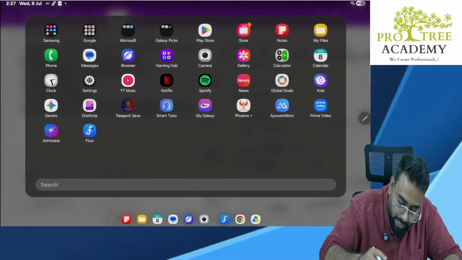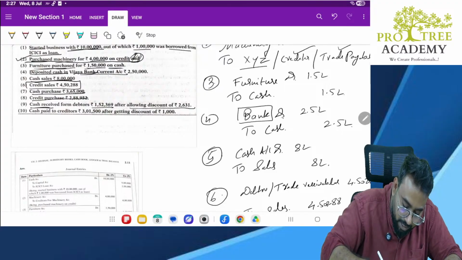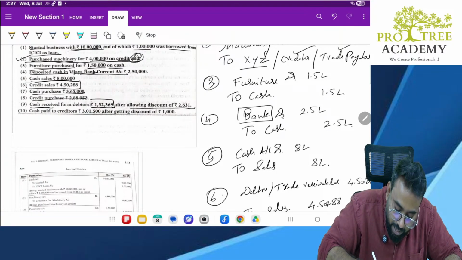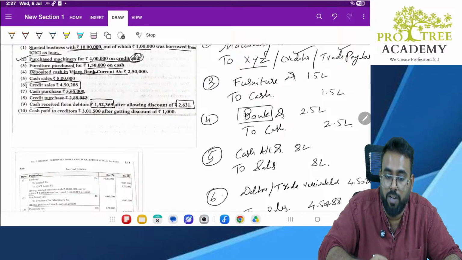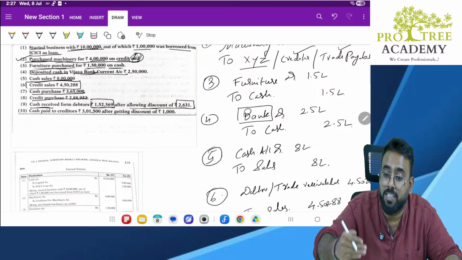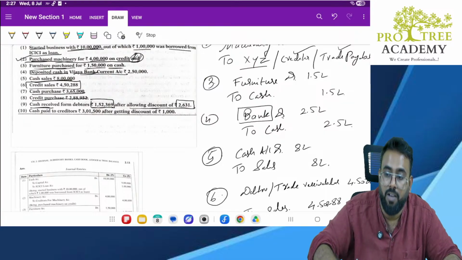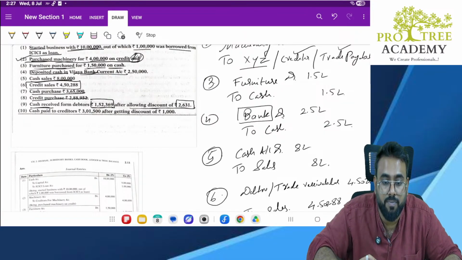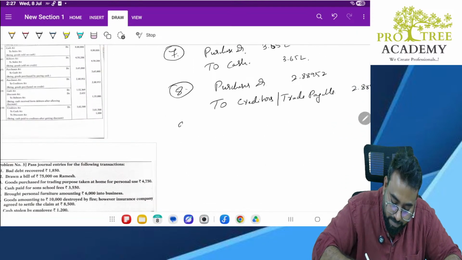Cash received from the debtors is 1,52,369 and we are allowing a discount of 2,631. We are allowing the discount. That means what? We are giving the discount to our customers. When we give discount to our customers, it is an expense. So what is the entry?